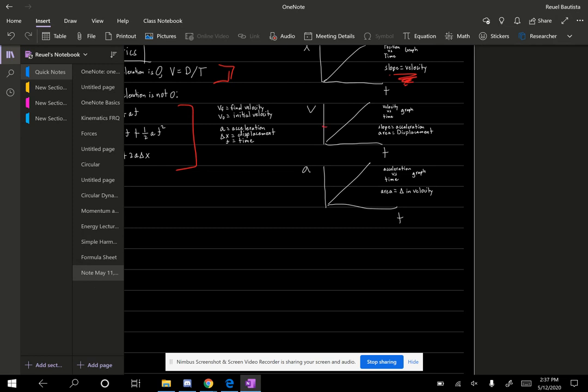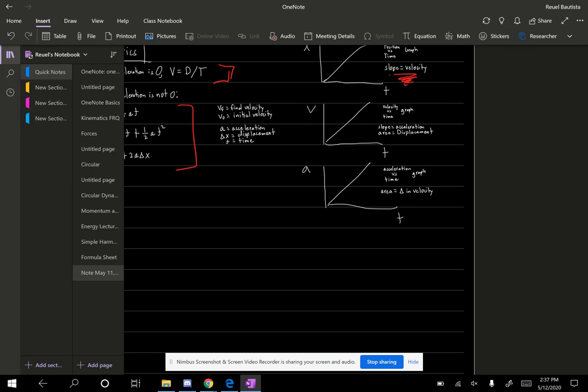You might also see something like this in the velocity versus time graph. So if you notice here, the velocity is not changing. If this is 5, then the velocity is 5 this whole time. So that means there is no acceleration when the line is horizontal.